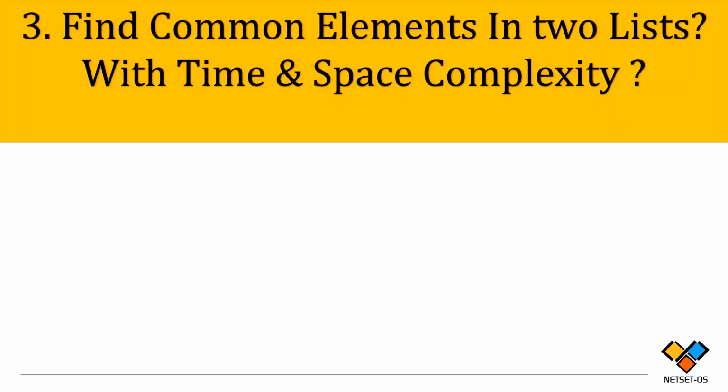The third question is find common elements in two lists. There are two lists which have been given to us. We need to take out common elements with their time and space complexity. Also try to come up with optimal time complexity.